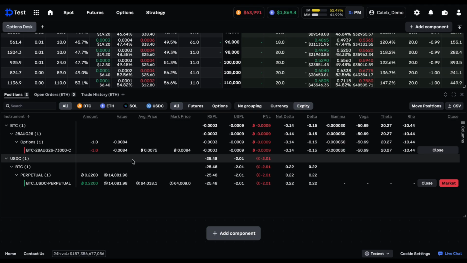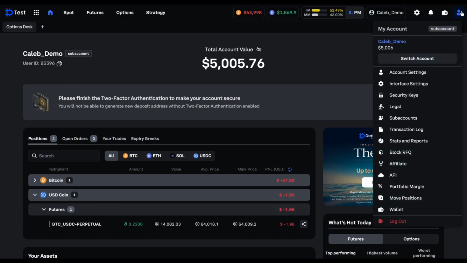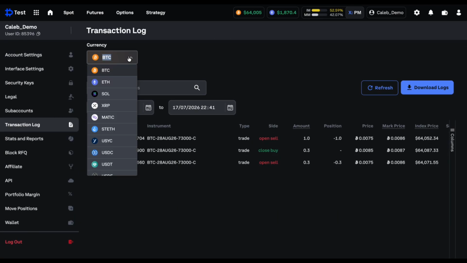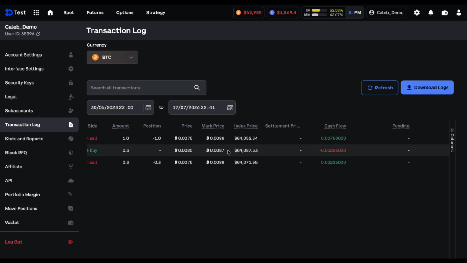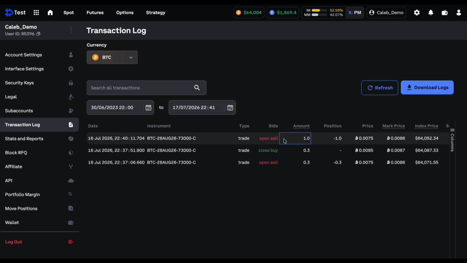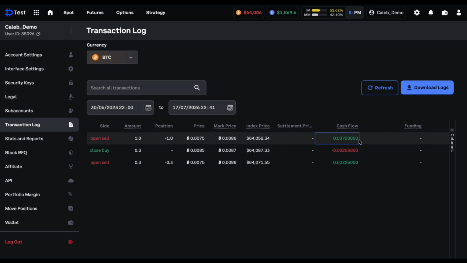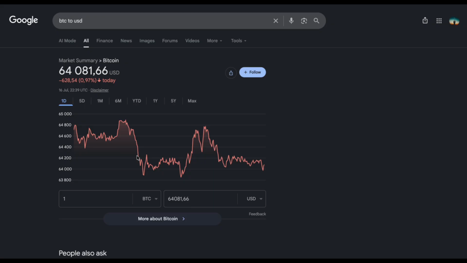To show you guys how that happened, this is how much I have now. But if I go to the transaction log, you should see the cash flow. There we go. So I sold 1 Bitcoin and I received this amount. If you take this amount and put it in a Bitcoin calculator, it should give you close to $500 that I received.